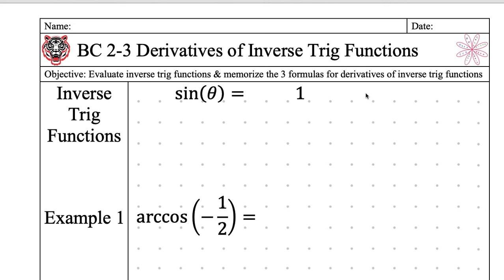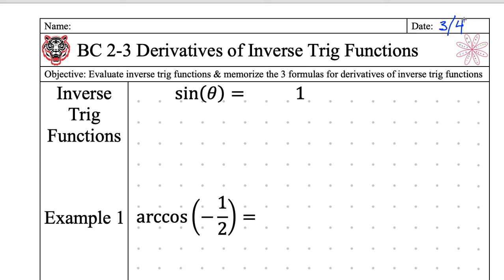Here we go. Lesson 2-3 for our pseudo BC calculus class. Today's date is Wednesday, March 4th, 3/4, 2020. Our objective today is to do what, Fiona? Yes, thank you.